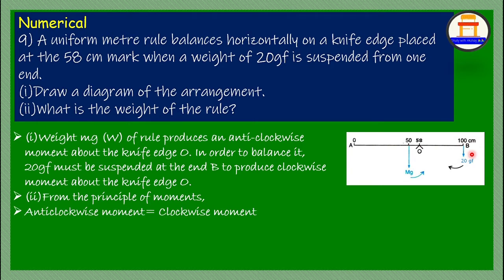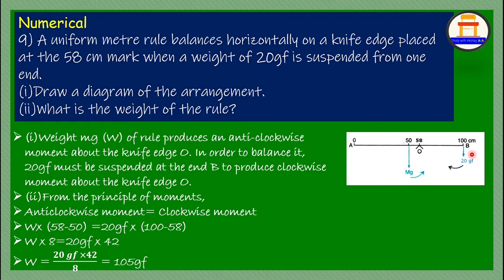According to the principle of moments, anti-clockwise moments equal clockwise moments. So W into (58 minus 50), and then 20 GF into (100 minus 58). So W into 8 is equal to 20 into 42. Upon simplification, we get W is equal to 105 GF. Sorry for the inconvenience, I said 0.5 earlier, but it is 105. Please don't wonder why I said 0.5. It is 105 GF that will be suspended at this point.